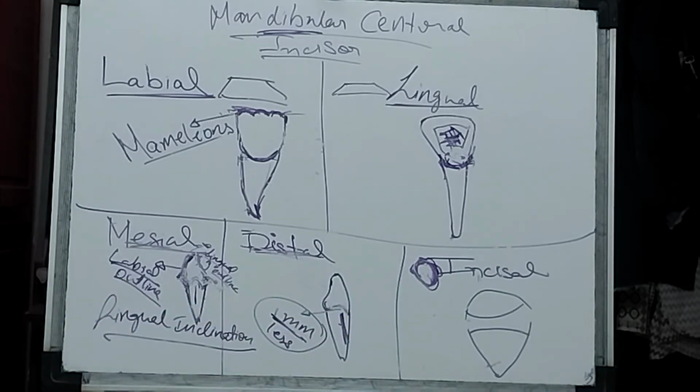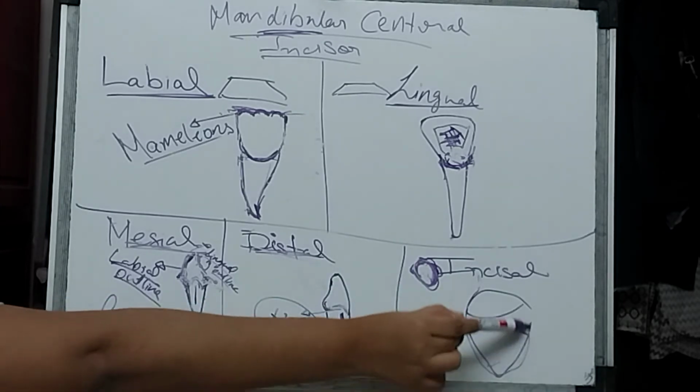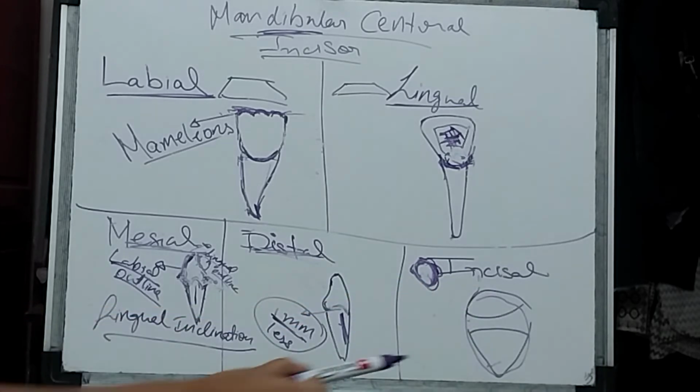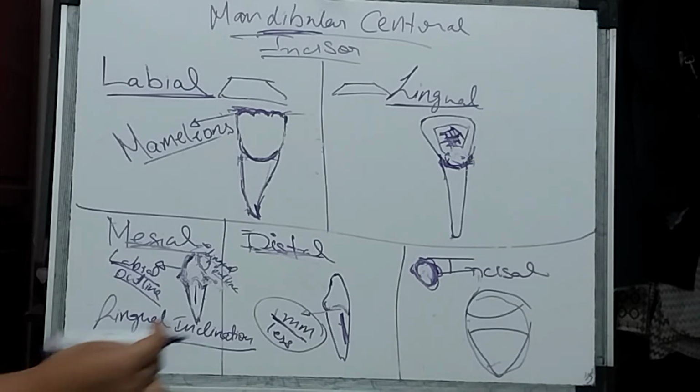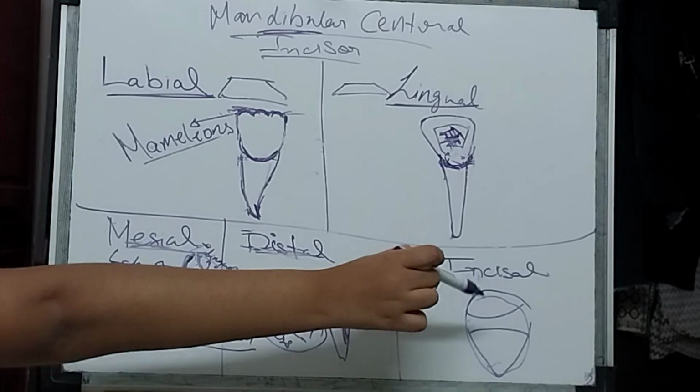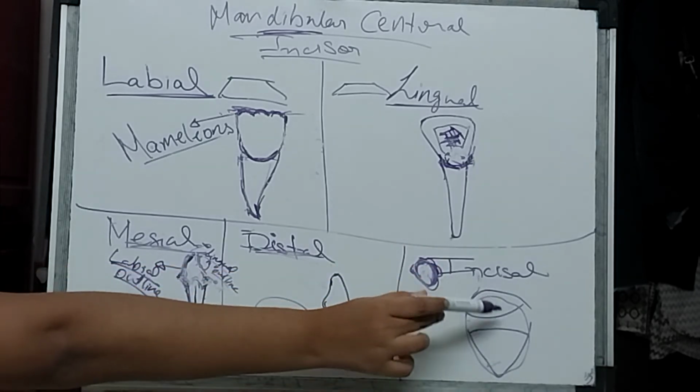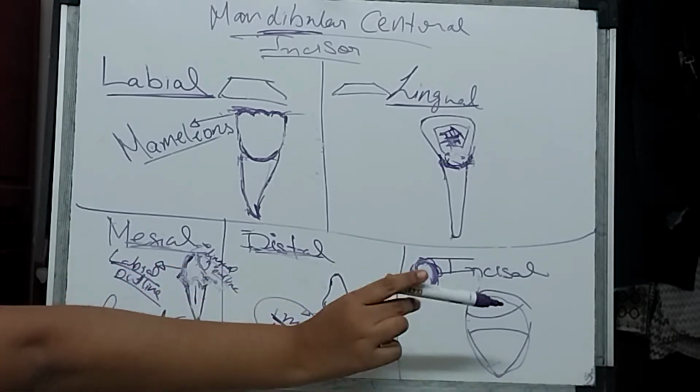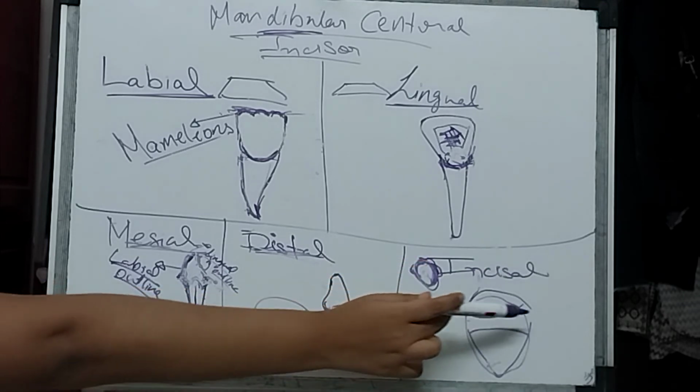And how is it oval? Labiolingually, it is like this, it is oval. You can see over here also, like this, it is oval in shape. Another point about this aspect is that the labiolingual dimension is greater than the mesiodistal dimension. That is why it is oval, like vertically. Why? Because the labiolingual dimensions are more than the mesiodistal.